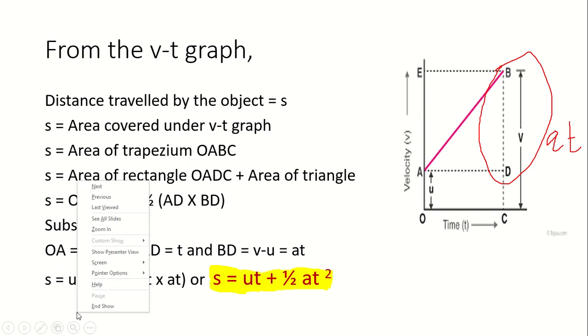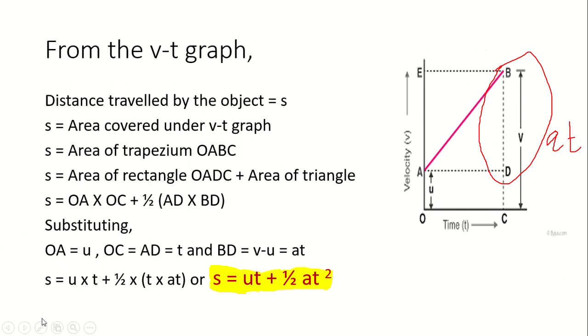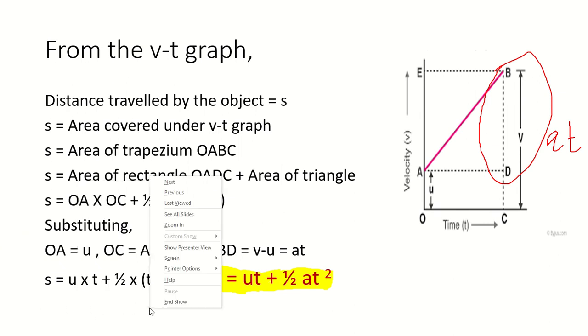Let us move to the last equation of motion, that is the third equation of motion.